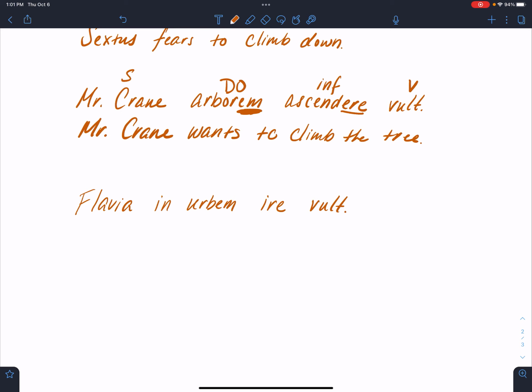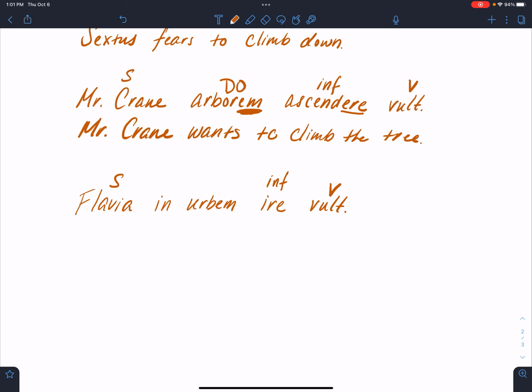So who or what is my subject here, everyone? Flavia. And what is my main verb, everybody? It's going to be vult, yeah. Okay, now, I can't just say Flavia wants because that sounds super empty. We need to complete the thought. So, we need an infinitive. What is my infinitive here? Ire. This is a weird one. Okay, it comes from eo, ire, ii, itus, meaning to go.